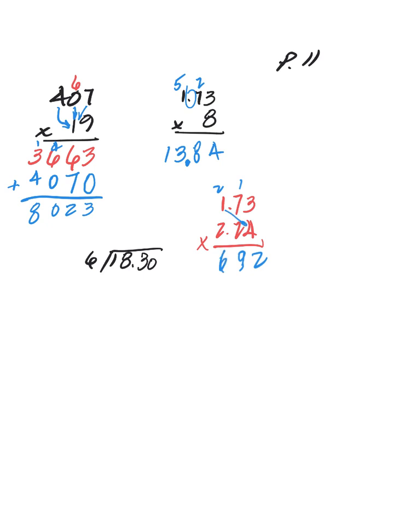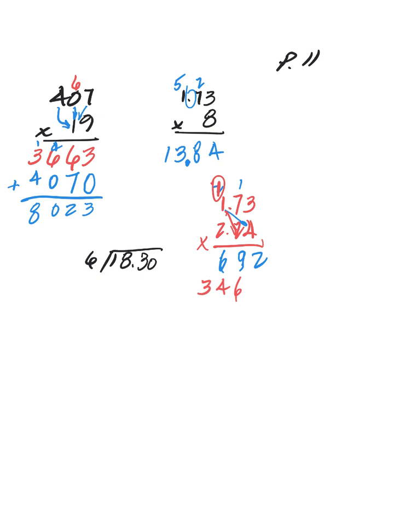Now we're going to multiply the 1.73 times this 2. Again, we don't care about the decimals. 3 times 2 is 6. 7 times 2 is 14, and we're going to carry the 1. 1 times 2 is 2. This 1 times 2 is 2 plus this one, so that's going to give me 3.